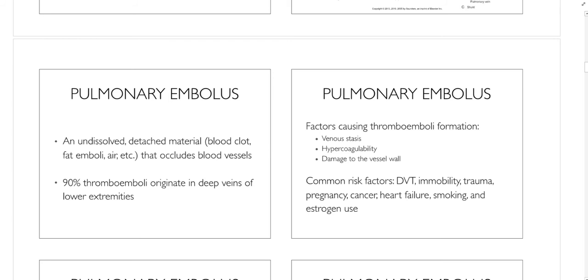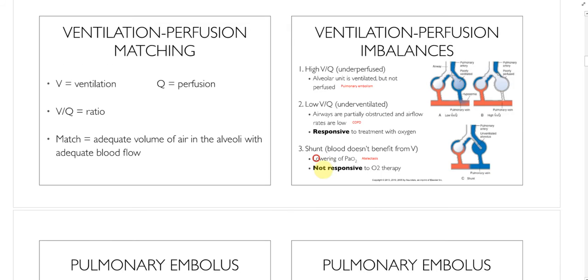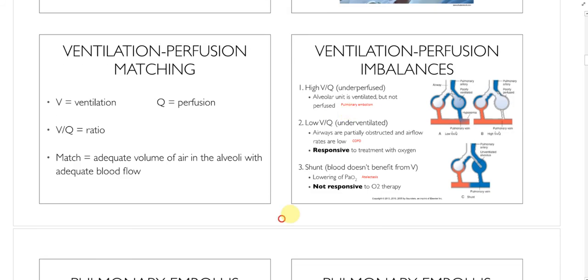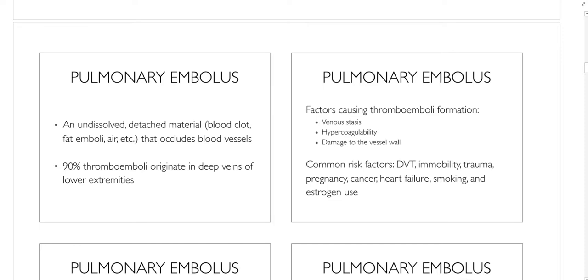So a pulmonary embolus is something that can lead to a high VQ mismatch. It can be anything from blood clots or a fat emboli. It could be an air emboli, and don't let the movies fool you. The air emboli idea requires something like 100 milliliters of air. You can't just get a little bubble and have it form a deadly air emboli. You have to have a tremendous amount of air to actually cause an air emboli.